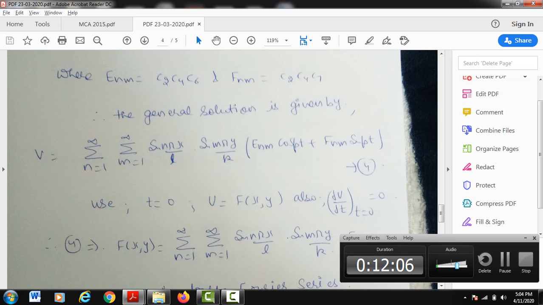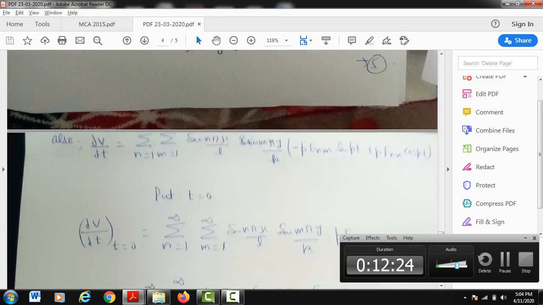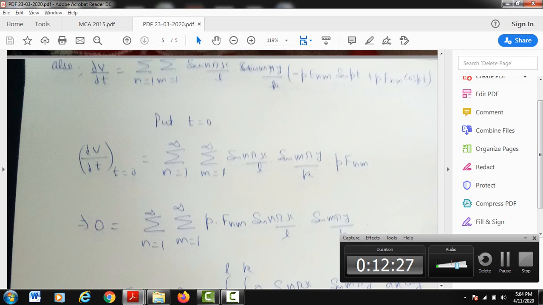So it will be sigma n varies from 1 to infinity, sigma m varies from 1 to infinity, sin n pi x over L, sin m pi y over k. So here it will be E n m. Differentiation of cos pt will be minus sin pt multiply p, plus f n m sin pt, derivative is cos pt multiply p. After that, what am I doing? I am putting t is equal to 0. So sin 0 is 0, cos 0 is 1.